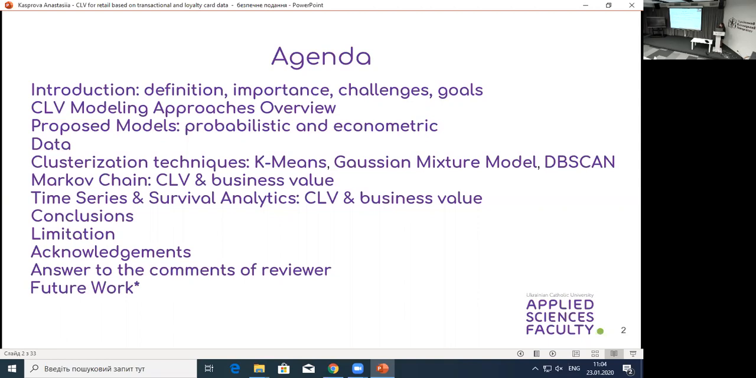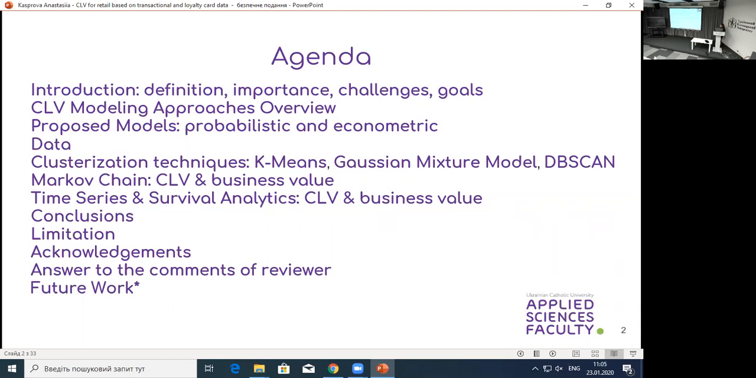Then we will come to CLV modeling approaches overview. Then we will consider proposed model, probabilistic and econometric approaches. Then we will come to data. We will check the pipeline and how I prepare the data sets used in the research. Then we will be back to probabilistic approach and, oh, sorry, I missed a step. So we will consider also clusterization technique, and we will decide which one is better for our particular case. We will choose between K-means, Gaussian mixture model, and DBSCAN.